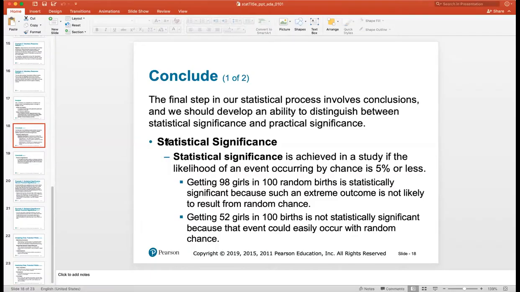So you see that statistical significance is achieved in a study if the likelihood of an event occurring by chance is 5% or less. For example, getting 89 girls in 100 random births is statistically significant because such an extreme outcome is not likely to result from random chance. So statistically, the probability that the event occurred is 5% or less, I mean, less than or equal to 5%, which means it's less than or equal to 0.05.